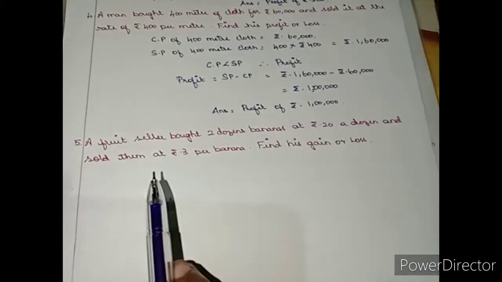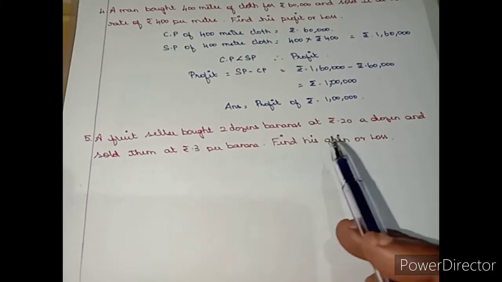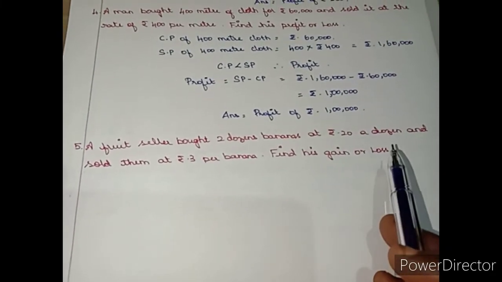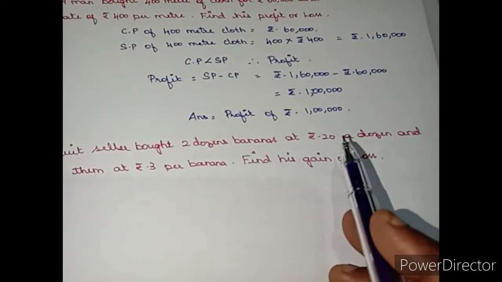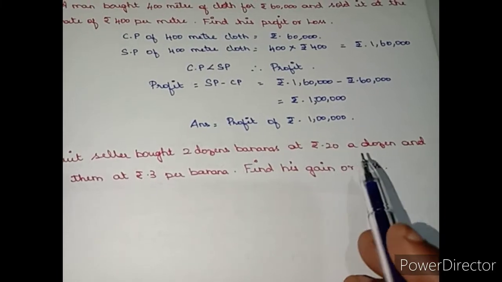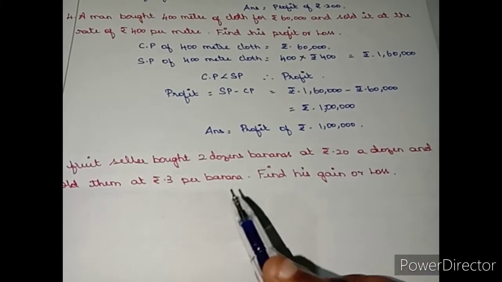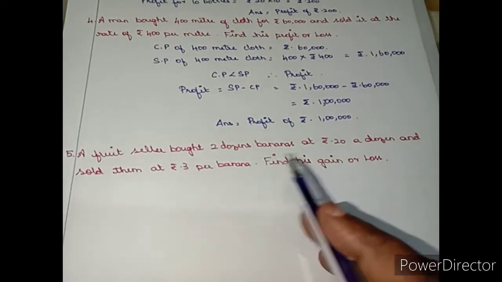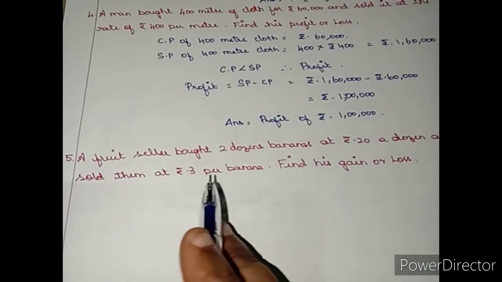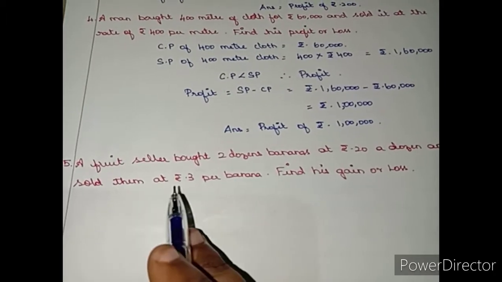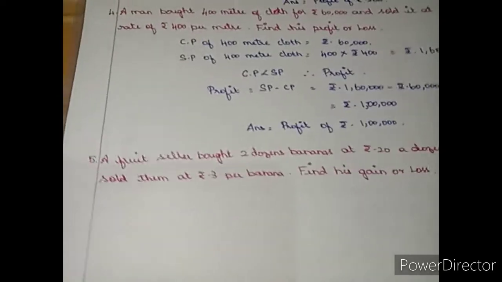See the next question. A fruit seller bought 2 dozens of bananas at rupees 20 a dozen. So he is buying 2 dozens of banana for rupees 20 per dozen. 1 dozen is 20 rupees. So we have to find for 2 dozen how much he has spent, and sold them at rupees 3 per banana. Single banana is rupees 3. Find his profit or loss.